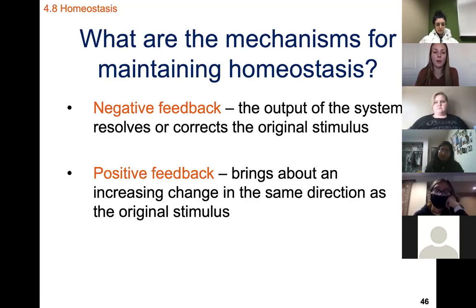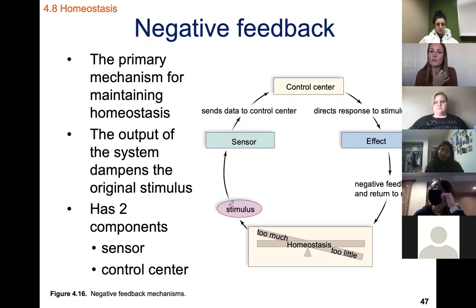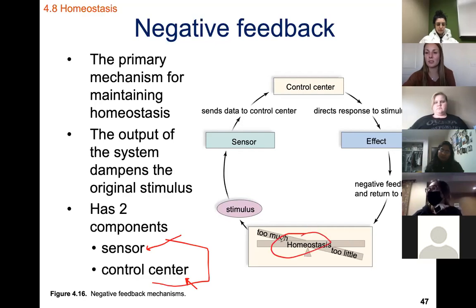In biology, we talk about a couple of examples. First of all, negative feedback wants to correct the primary thing that's wrong. The components of that are a sensor and a control center. Your control center is most likely your brain. Your sensor is most likely something on your skin. For example, if you go outside and it's super cold, I'm using that example a lot today, you start to get off balance here in homeostasis. Your body's like, ooh, that's a little bit too cold. I like to be at 98.6, and this is colder than 98.6.